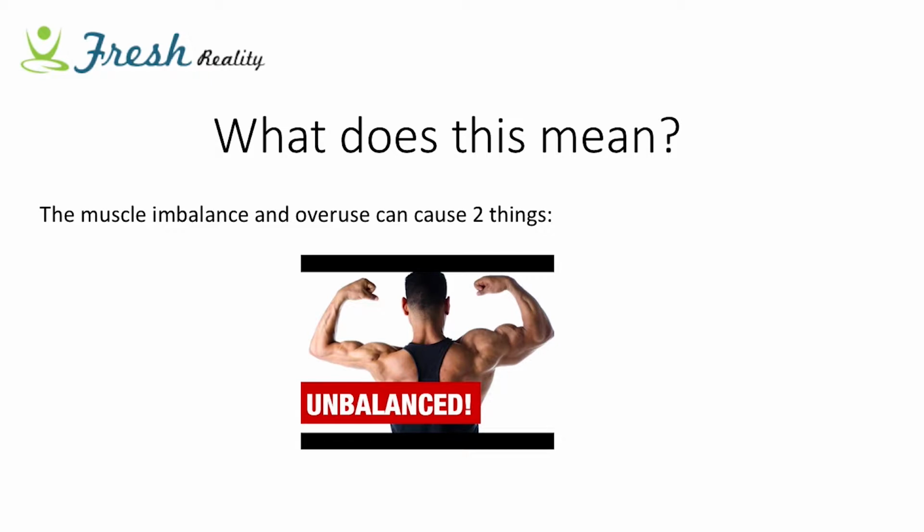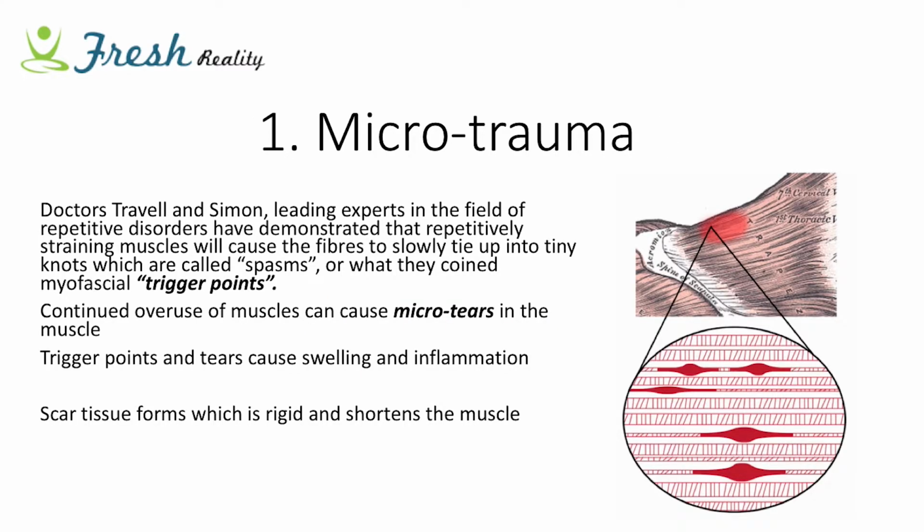So what does this mean, having an imbalance and an overuse? Well, it causes carpal tunnel in a couple of ways. It can cause two things. The first is what's called microtrauma.